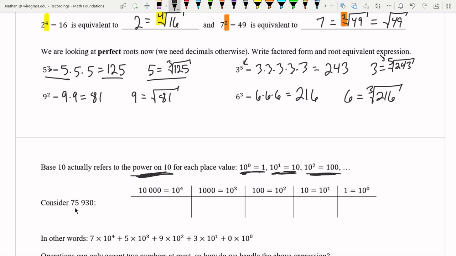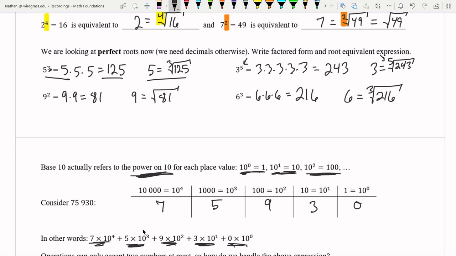So here we have 75,930. That's going to be 7 10,000s, 5 thousands, 9 hundreds, 3 tens, and 0 ones. That's the same thing as saying 7 times 10 to the 4, 5 times 10 to the 3, 9 times 10 to the 2, that's the hundreds place, 3 times 10 is the tens place, and then 0 times 10 to the 0 is the ones place.